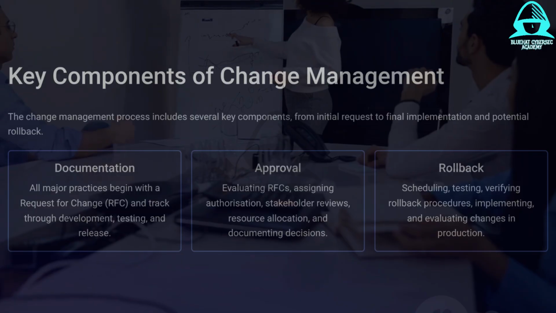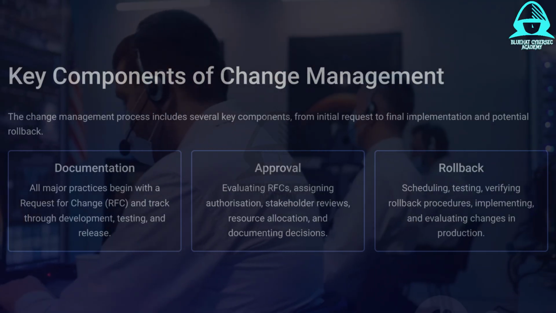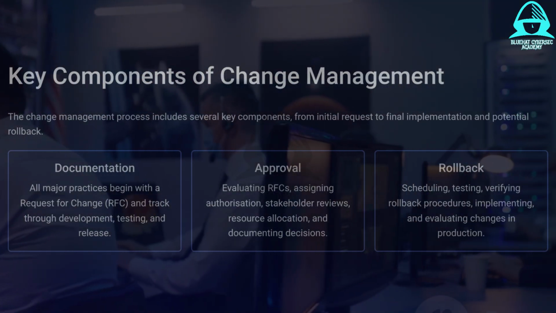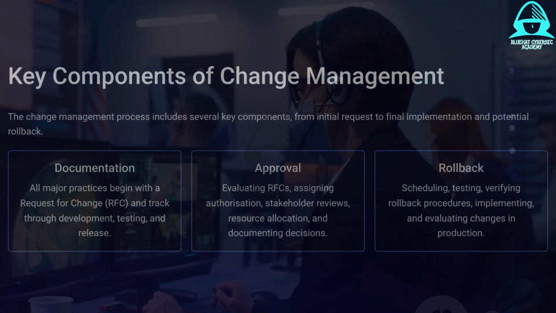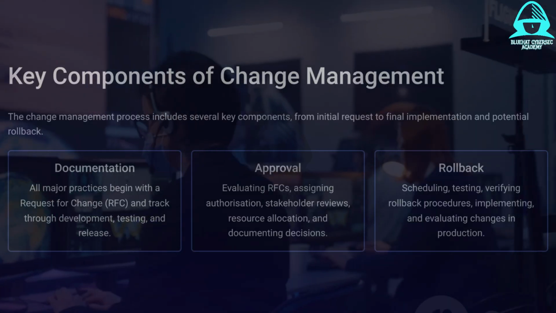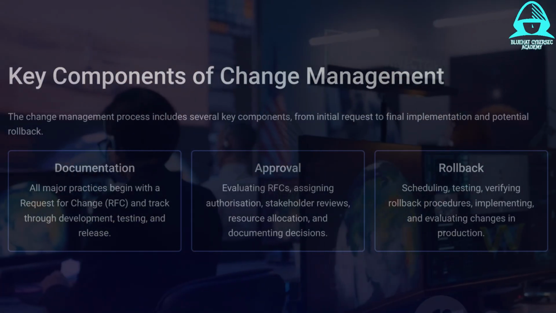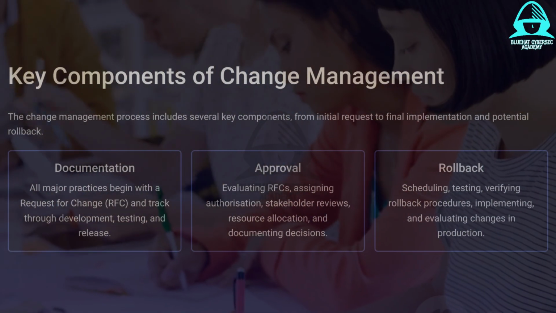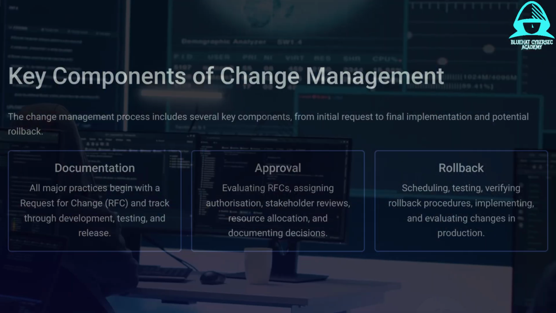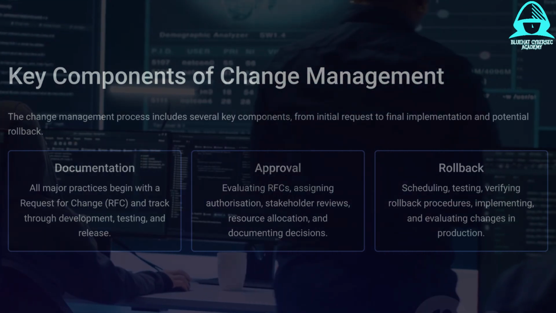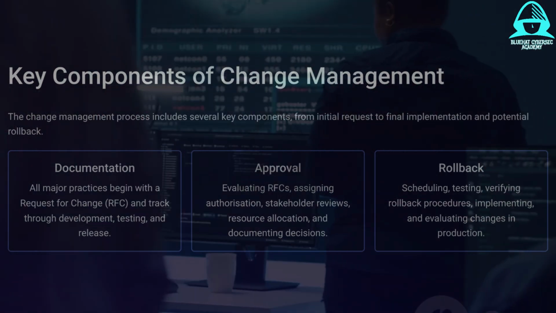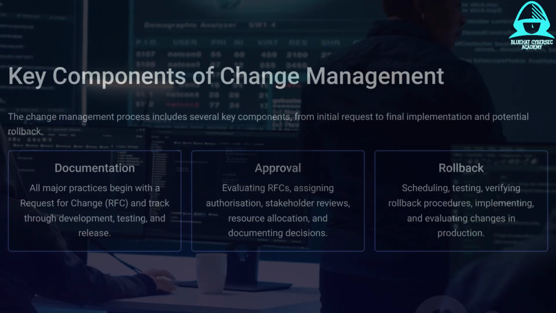Another critical component is rollback. Depending on the nature of the change, various activities may be required, including scheduling the change, testing it, verifying rollback procedures, implementing the change, evaluating its effectiveness, and documenting the results in the production environment. Rollback authority is generally defined in the rollback plan and may be executed immediately or scheduled as a subsequent change if monitoring indicates inadequate performance.